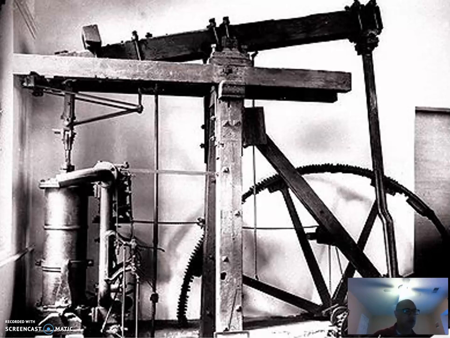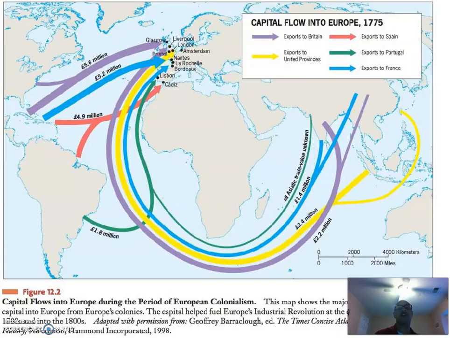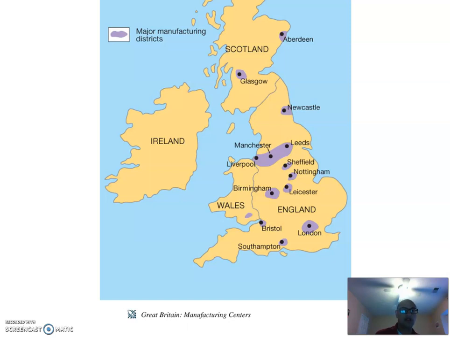to powering spinning wheels that spun 100 plus spools of thread at a time, to the creation of the railroad, the first being between Manchester, which was a textile center in England, to the port of Liverpool, which was a shipping center. Also, the creation of the steamship comes as a result of the steam engine. But why Britain?